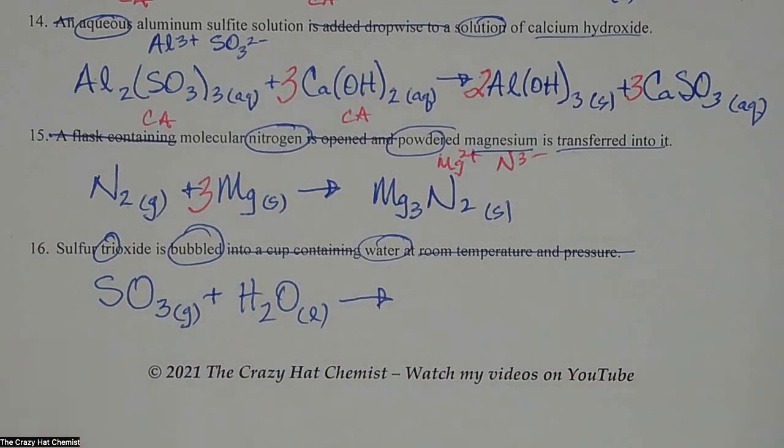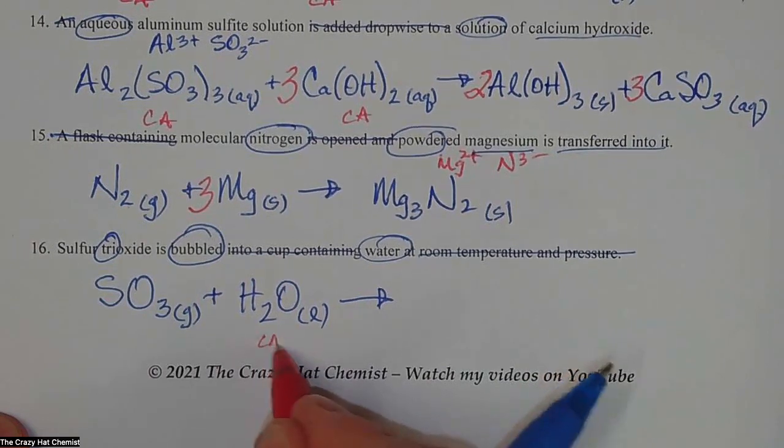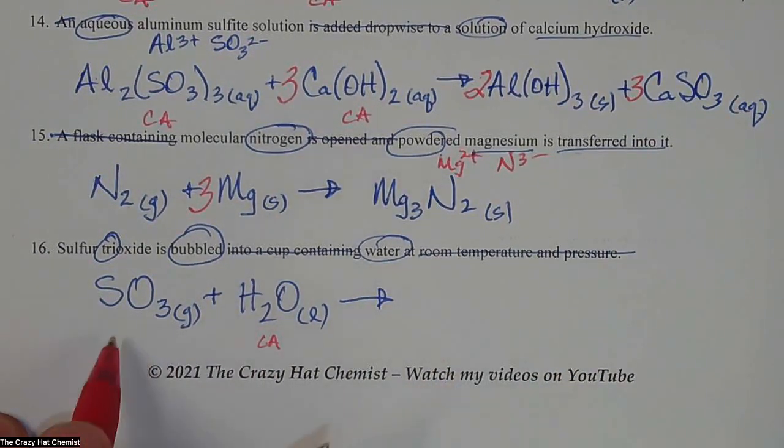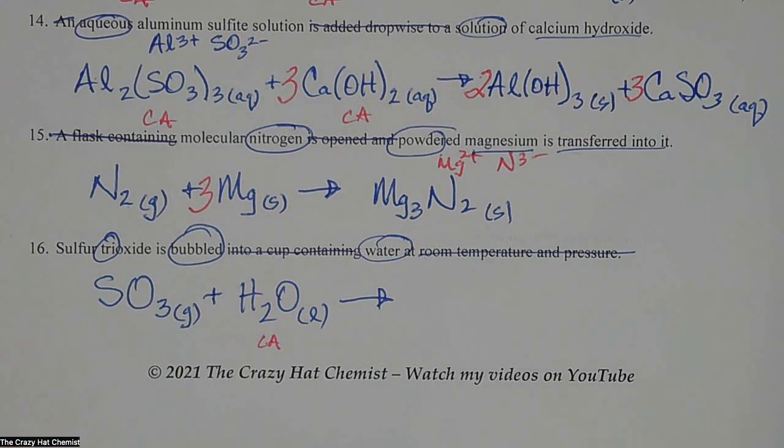Boom. Okay. This is not a double displacement. Why is it not a double displacement? Because this is not a California. This might be in the California, but this is a binary covalent compound. This SO3 right over here, sulfur trioxide, that's a binary covalent compound. This is a combination reaction. So if you look at my lecture, there are 2 different kinds of combination reactions. This is the special combination reaction.